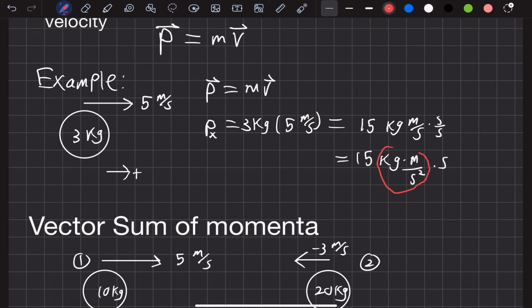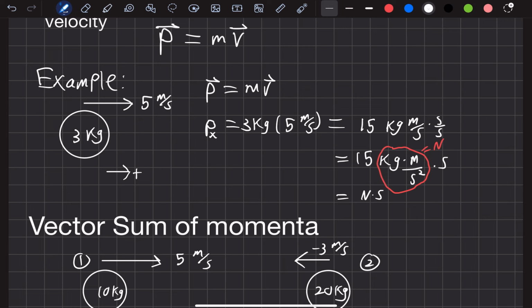This little bit right here should look very familiar. This is a Newton. So it turns out that the units for momentum could be kilograms times meter per second, or it could be a Newton times a second. In future learning objectives, we'll get to why that is super important.